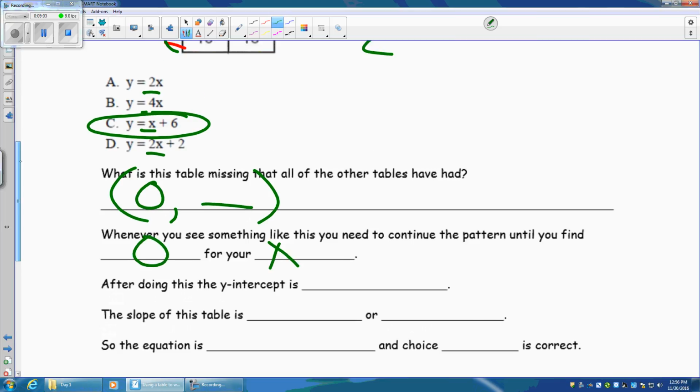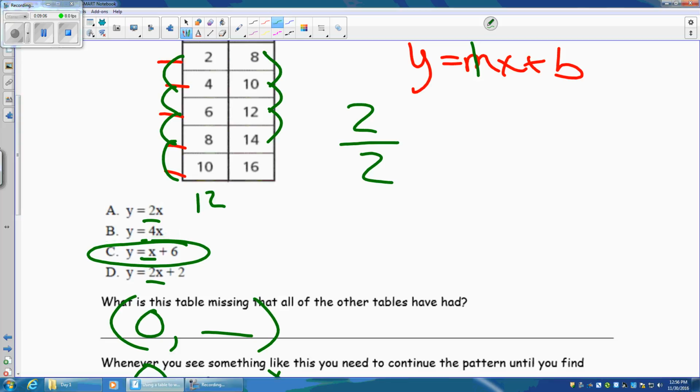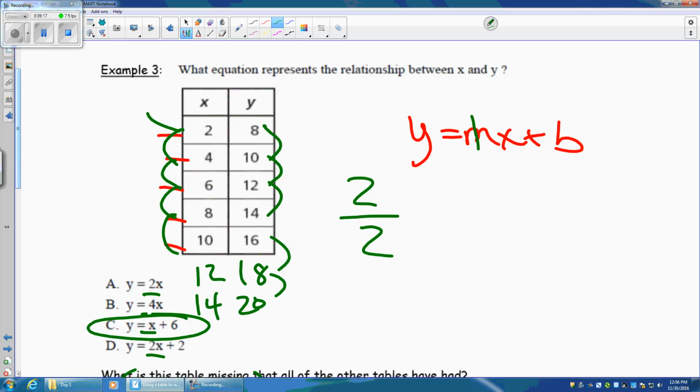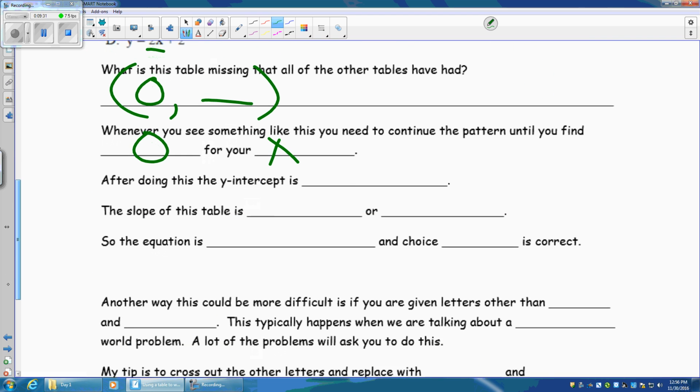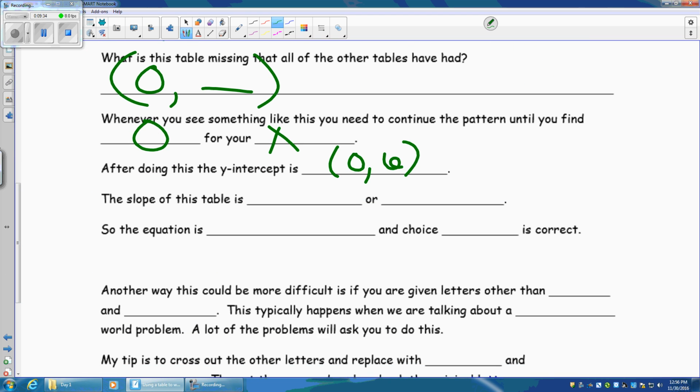And what I mean by continue my pattern, I bet you if I put 12 right here, all of you could get what comes next. 18, isn't it? And then even 14. I bet you guys could figure out. It's 20. But I don't want that. I want back. I want 0. So let's go back to 0. And if I go back to 0, what's across from 0? Well, because I'm changing by 2 each time, it's going to be 6, which is what they got. 6. Right? So that's one way that they can make it more difficult. After that, our y-intercept is 0, 6. The slope of the table is 2 over 2, or 1. So the equation was choice C.